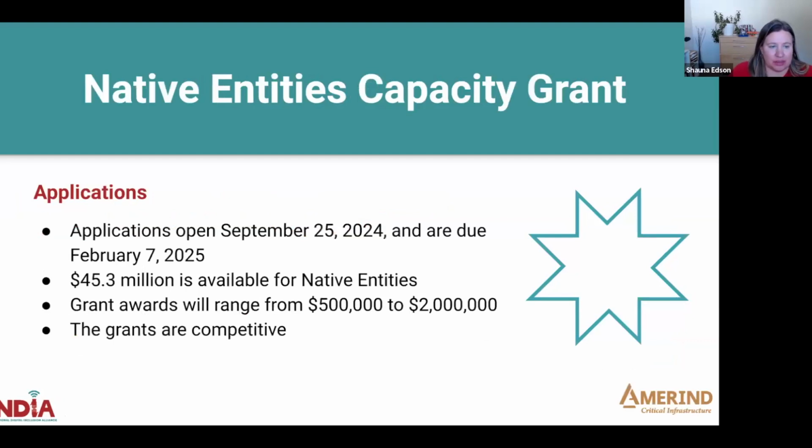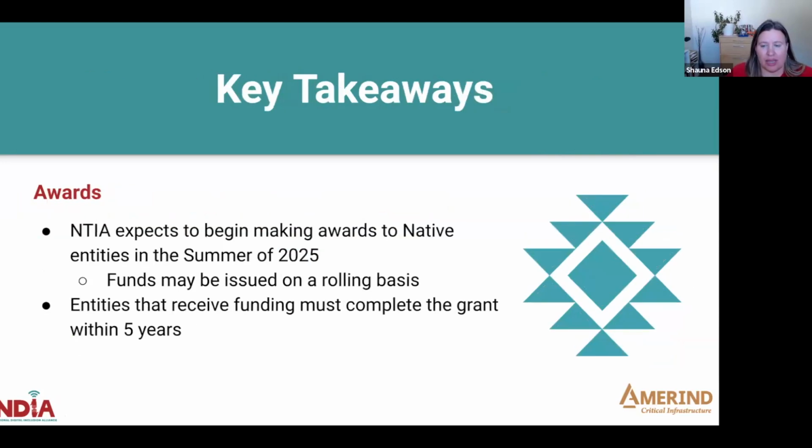Okay, so I want to go over some important details for Native entities. Like I said, the applications for Native entities opened on September 25th and are due by February 7th. In their bucket of funding, they have $45.3 million available, and the grants will range from $500,000 to $2 million. And this funding process for them is competitive, which means that not everyone who applies will get funding. They expect to begin making awards to Native entities in the summer of 2025, and the funds will likely be on a rolling basis after that. And they have 5 years to complete their programs.